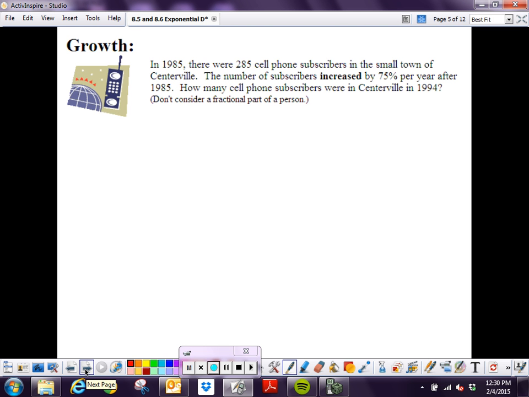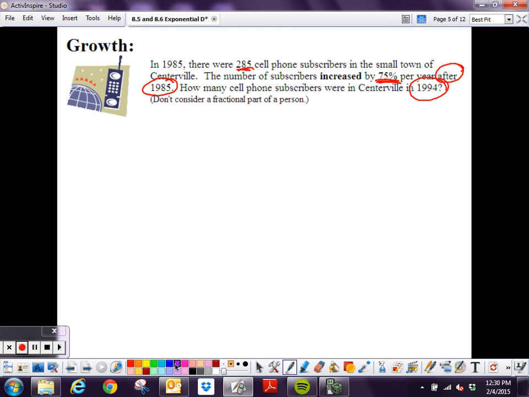Okay, here we go. Now we're talking about cell phones. In 1985, there were 285 cell phone subscribers in the small town of Centerville. The number of subscribers increased by 75% per year after, that's important, after 1985. How many cell phone subscribers were in Centerville in 1994? This says don't consider a fractional part of a person. That's going to make sense when we get our final answer.